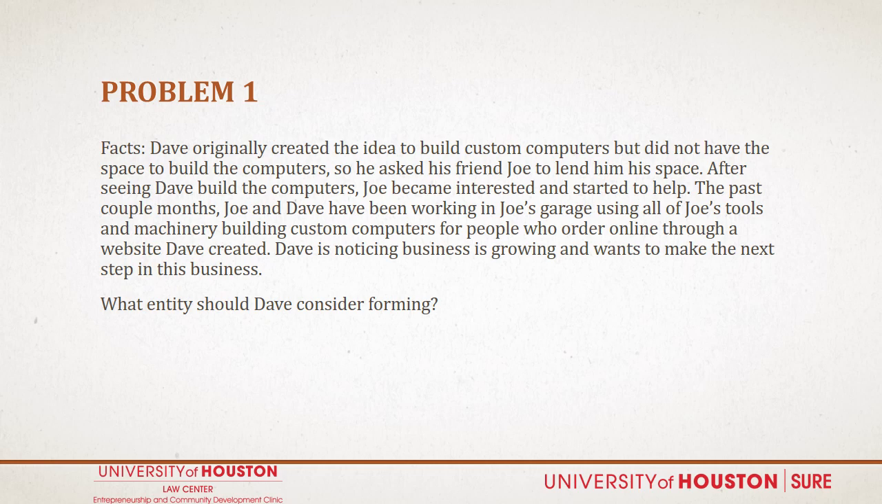Because there are two individuals, Dave and Joe, a sole proprietorship isn't an option. And if they don't form a specific entity, they'll technically be a general partnership. A general partnership isn't ideal because it doesn't offer any liability protection. In this scenario, an LLC will be the most advantageous. We'll talk about LLCs later.